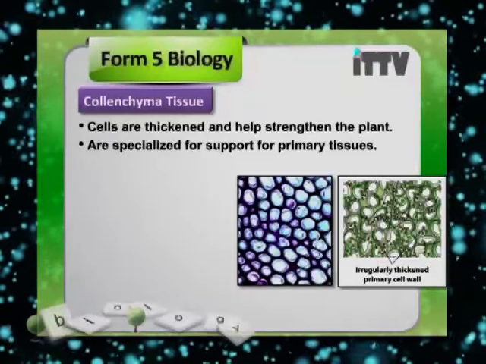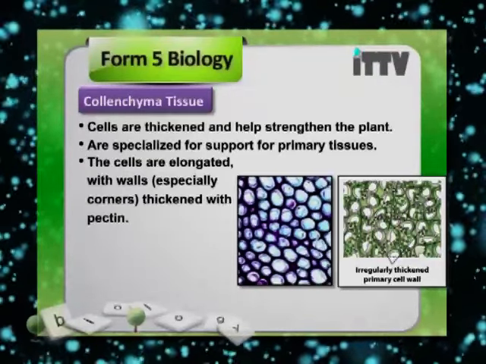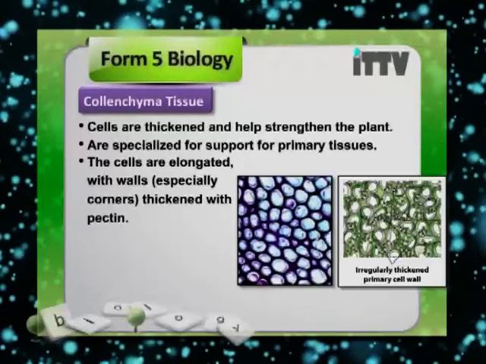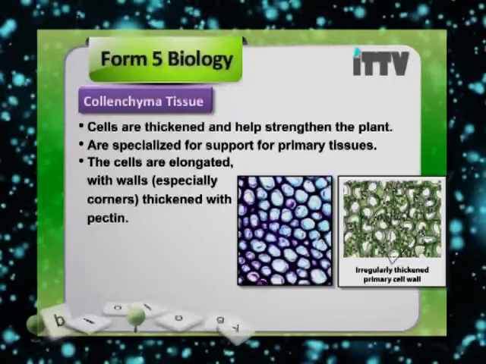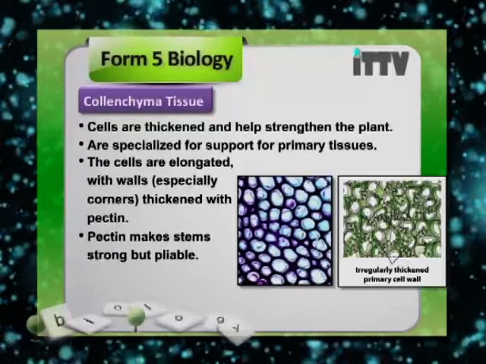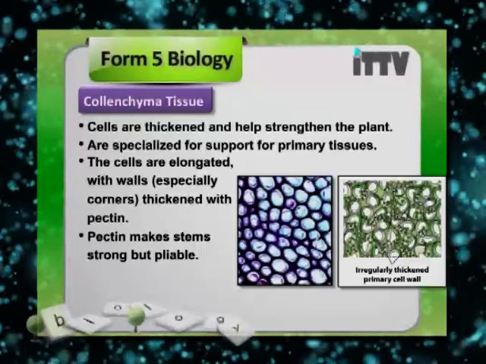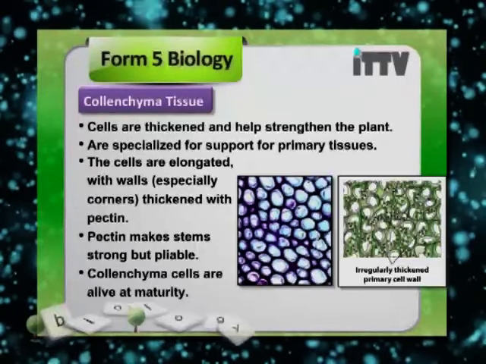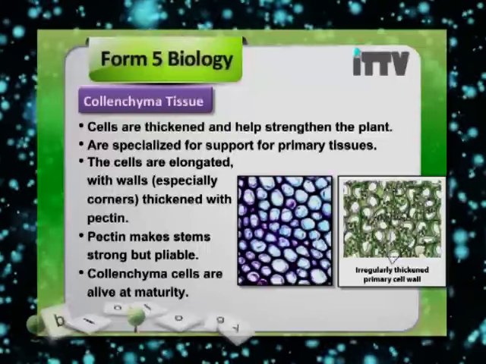They are specialized for support for primary tissues. If you notice, the cells are elongated with walls, especially corners, that are thickened with pectin. Pectin makes the stem strong but pliable. Collenchyma cells are alive at maturity.